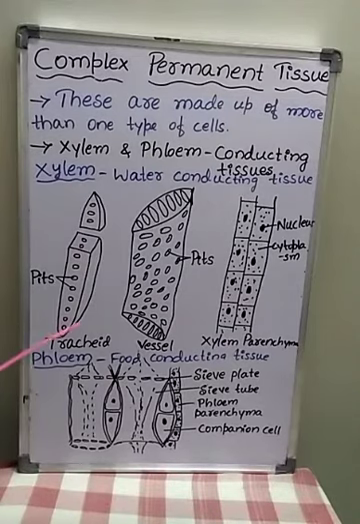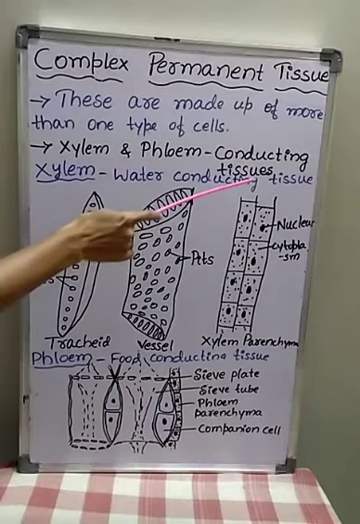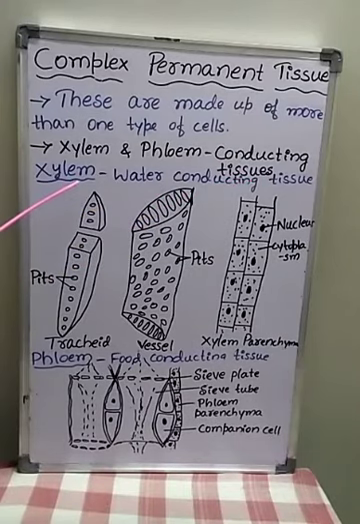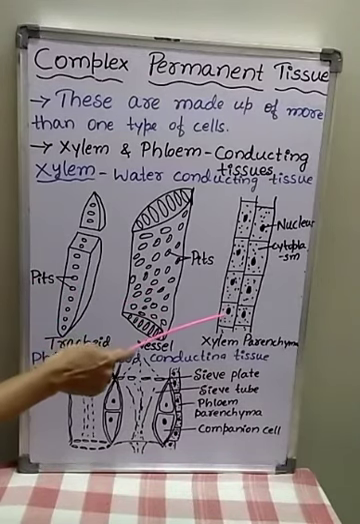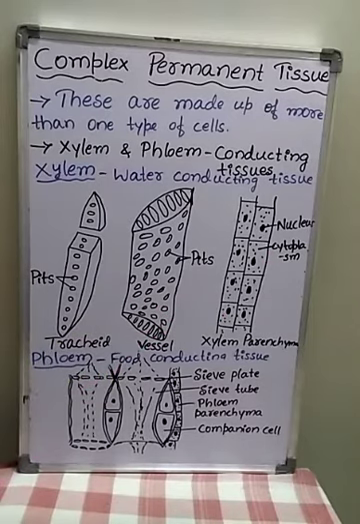Now let us discuss the structure and function of xylem. Xylem is the water conducting tissue, and it is made up of mainly 4 different types of cells: tracheids, xylem vessels, xylem parenchyma, and xylem fibers. These are the 4 different types of cells present in the xylem.